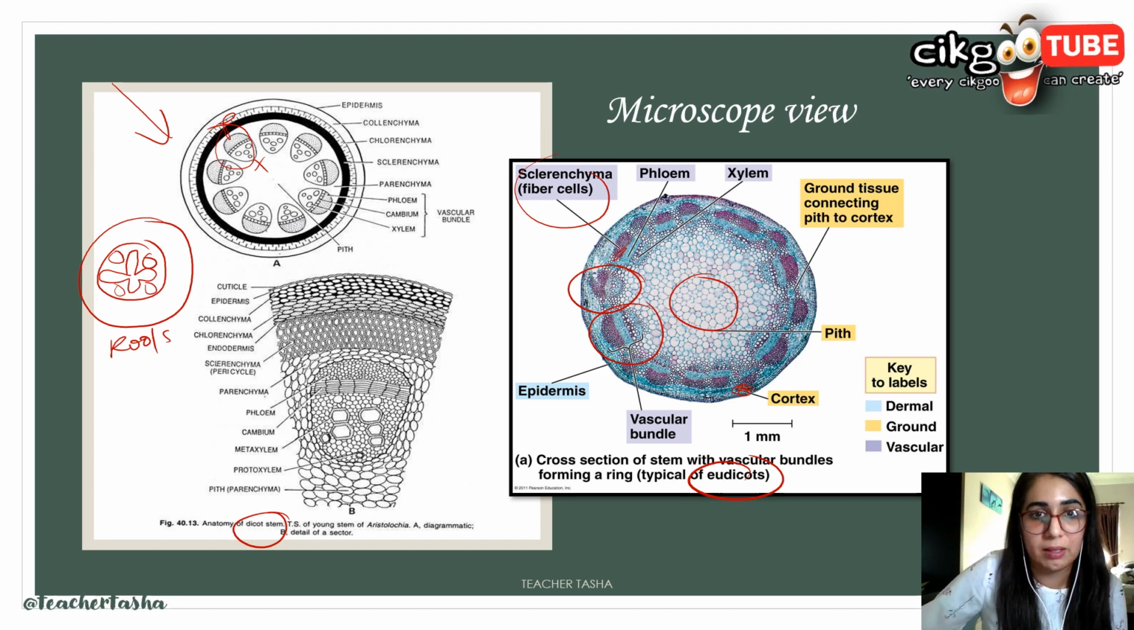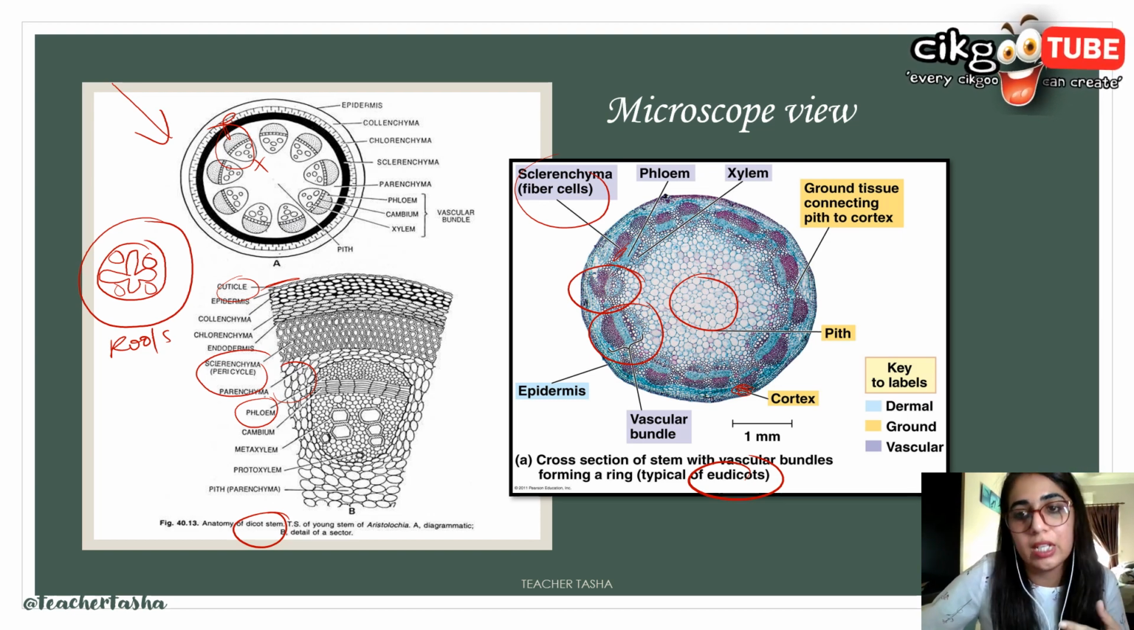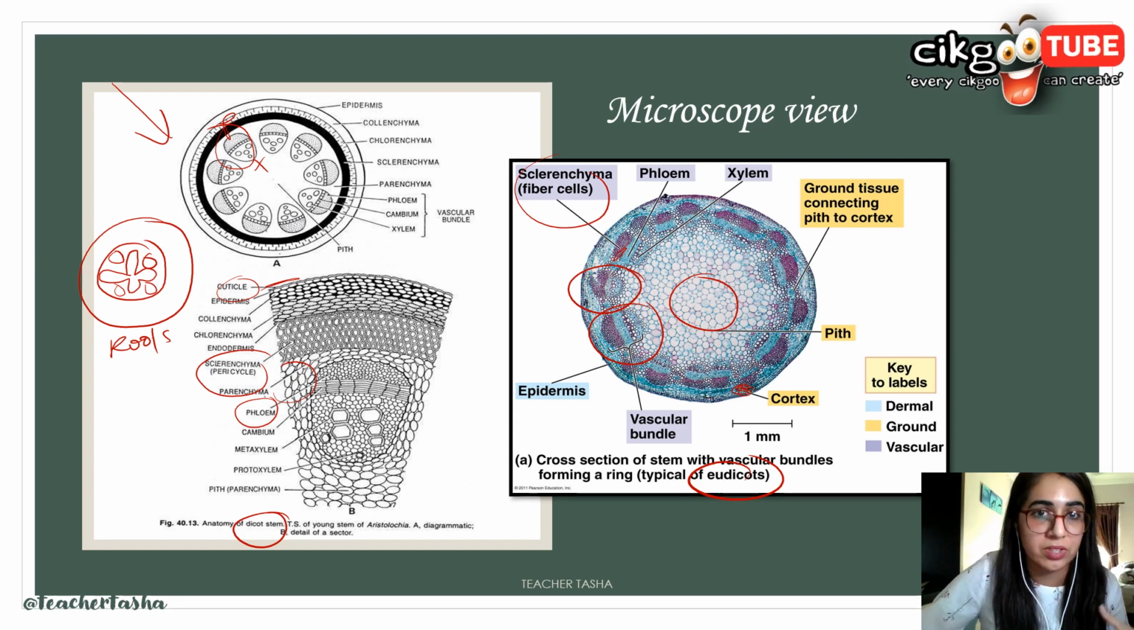Here also, you can see the cuticle is the outer layer followed by epidermis, and then we have a little bit of collenchyma. And then we have sclerenchyma here, and then we have parenchyma. And then the vascular bundle, the phloem and the xylem. Don't worry about metaxylem, protoxylem and all that. It is actually under the category of xylem. So you must be able to identify all these in a cell microscopic view also.